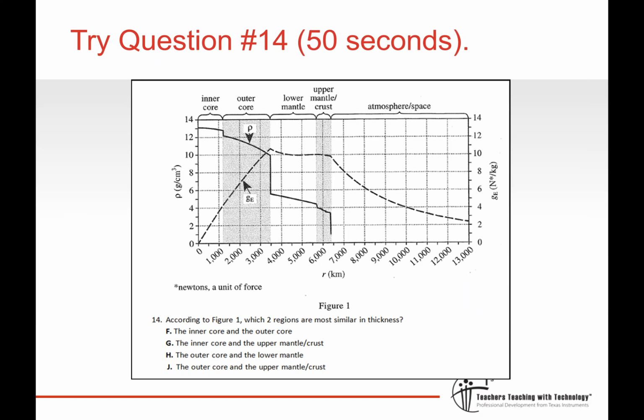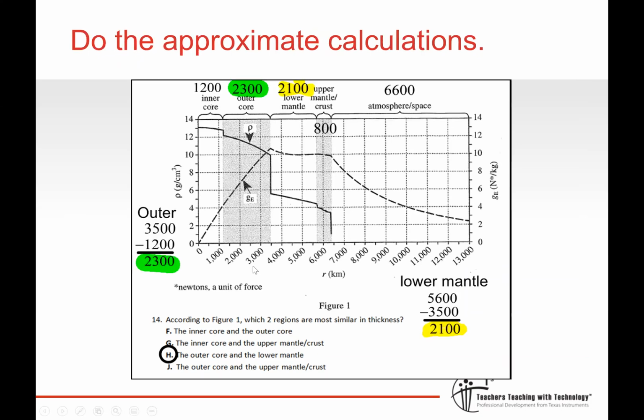Okay, this is one where glancing at the answers definitely helps you. Now we can actually calculate the values, right? I mean, the answer is letter H, but we could look up here on the top and we can see that the outer core and lower mantle, the distance horizontally on both of those is about the same. So we could use that to figure it out because the other ones are not even close at all. The inner core and the upper mantle crust are kind of close, but not as close as the outer core and lower mantle.